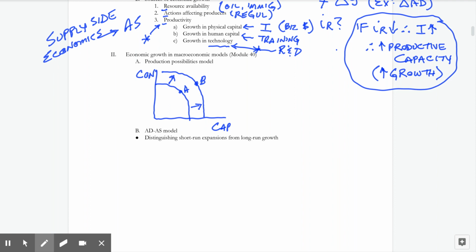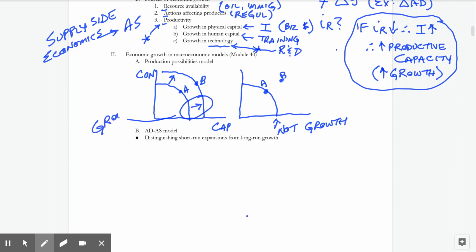So the growth is not just the fact that we went from A to B, right? This is not growth. The growth is the showing of the shifting of the curve. That's the growth part, right? So that's an important observation.